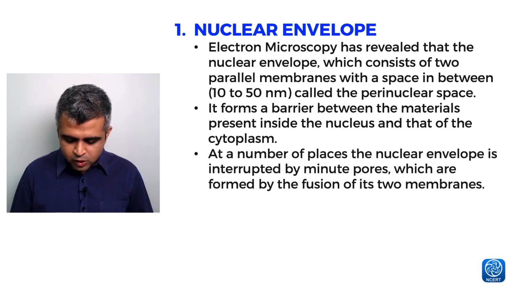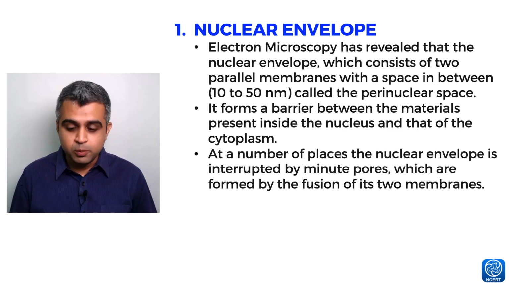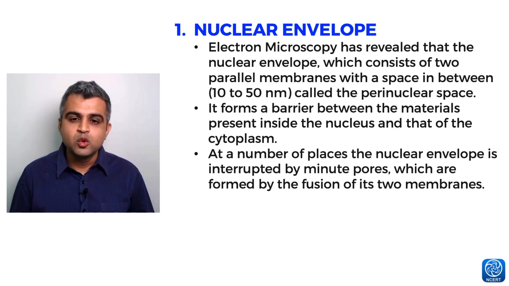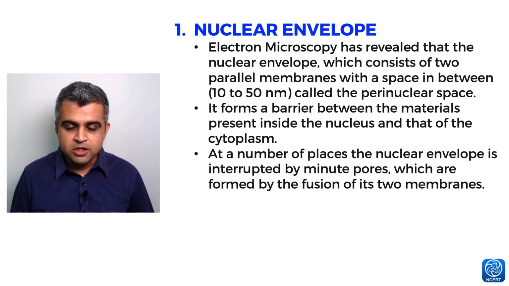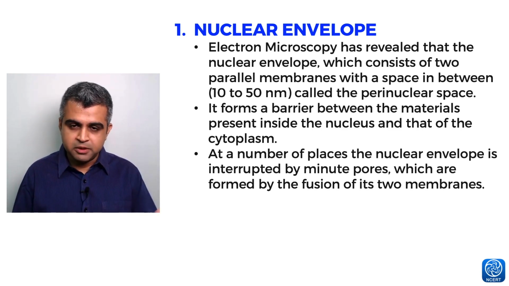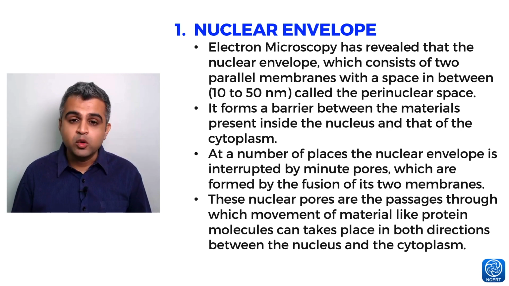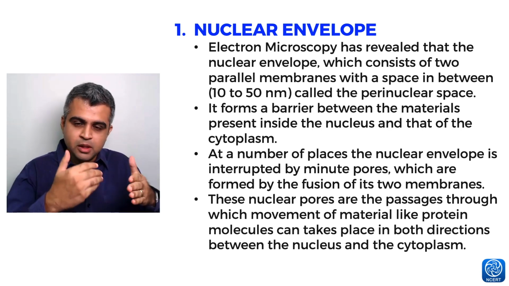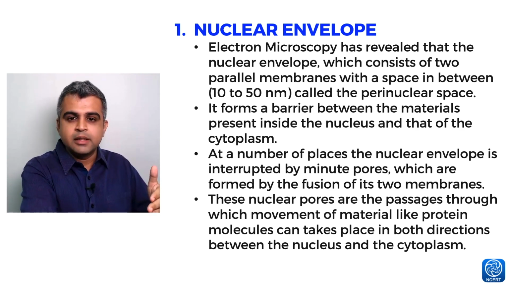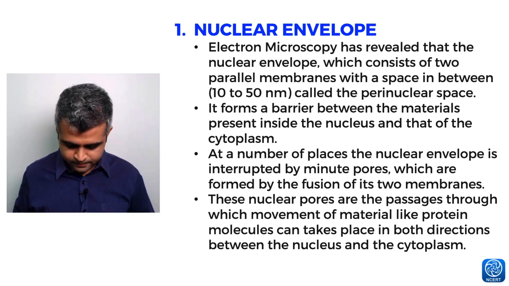At a number of places, the nuclear envelope is interrupted by minute pores, which are formed by the fusion of its two membranes, which hopefully you've now clearly understood from the diagrams that we have seen. These nuclear pores are the passages through which movement of material like protein molecules takes place in both directions, meaning that material can go from nucleoplasm to cytoplasm and material can also go from cytoplasm to nucleoplasm.